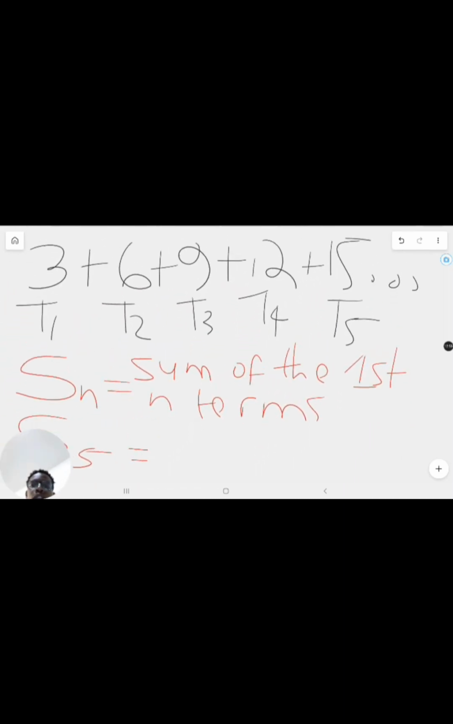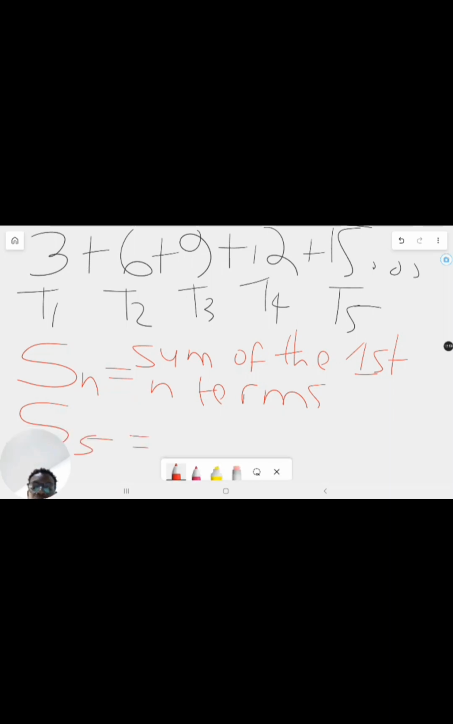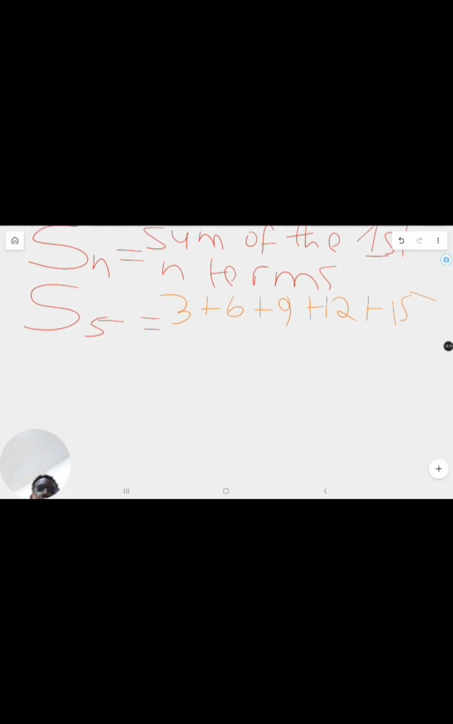Okay, so what are the first 5 terms for this series? Let us identify them. They are 3, 6, 9, 12, and 15. Now, what do I get when I add 3, 6, 9, 12, and 15? This is 3 plus 6 plus 9 plus 12 plus 15. Then I'm just going to scroll down to make room for myself. What do I get? This is what I will get.